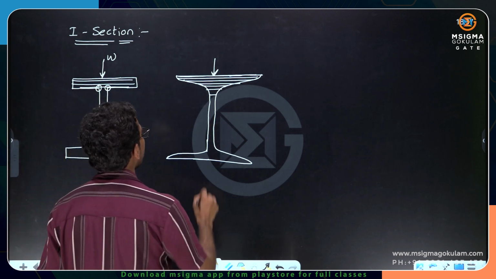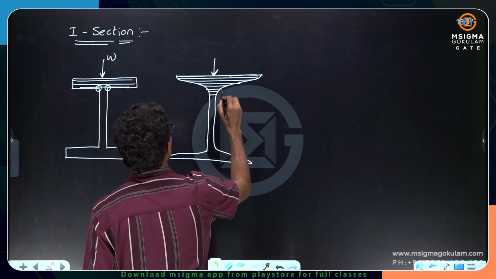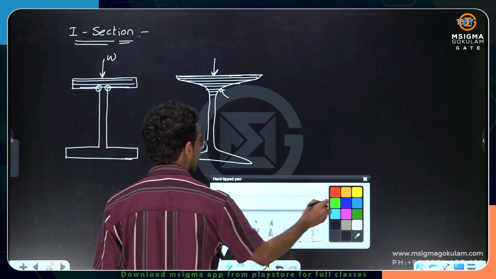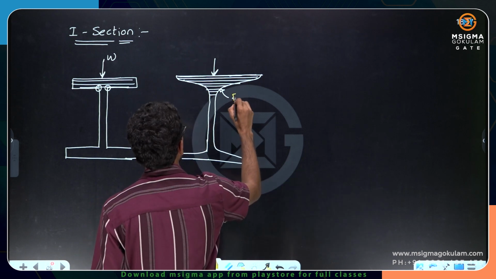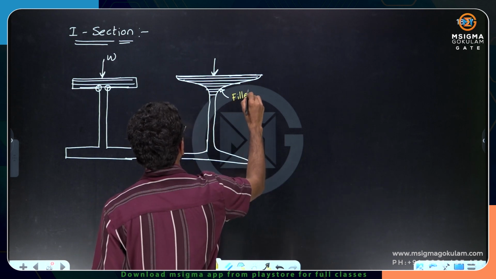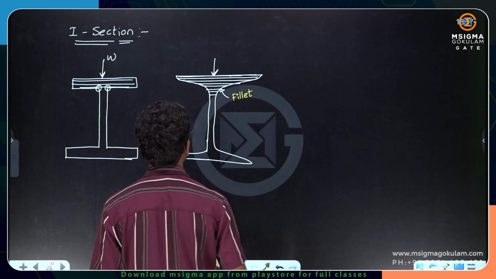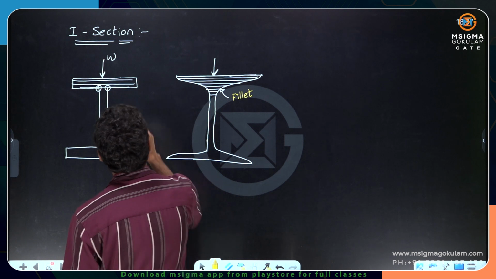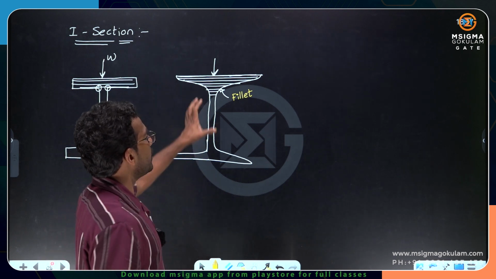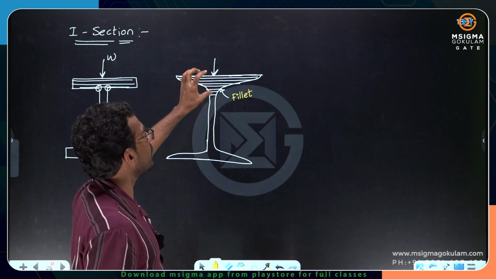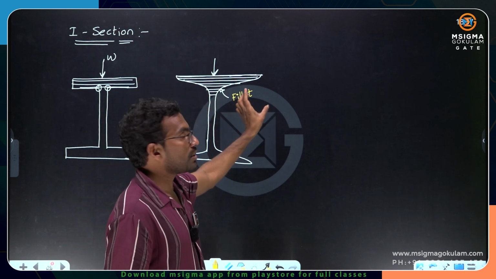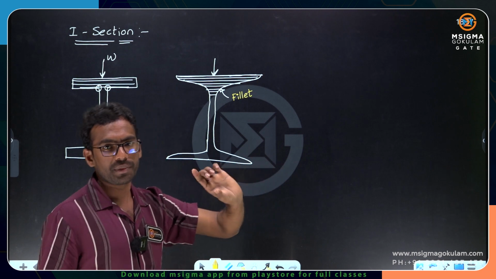This process or technique of providing a gradual transition between flange and web is basically called the fillet. This is basically called the fillet, okay, and this is also a fillet at the bottom. So this filleting, the process of introducing a gradual transition between flange and web, is called filleting. This is also a question asked in the GATE exam once, okay, please understand it.